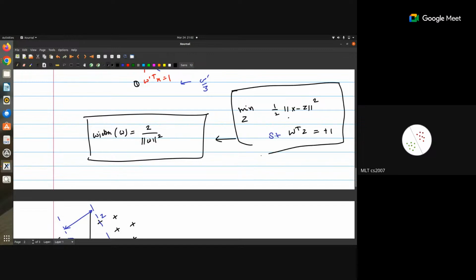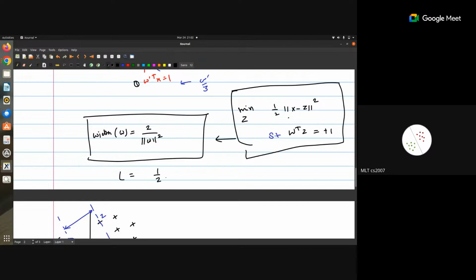How will you solve that? You can either use gradient descent or you can just differentiate. You can use the Lagrangian method if you know it. That will give you the solution. How will you pose this problem?